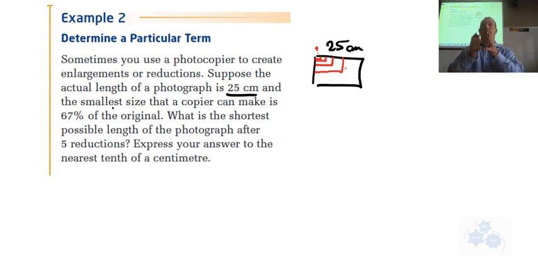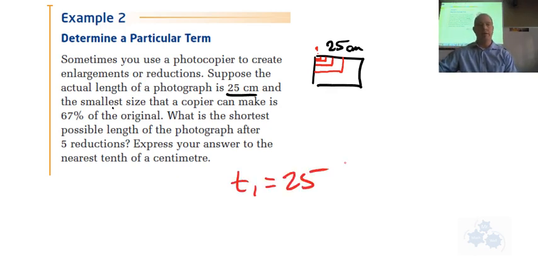So we're going the original size times 67%, or 67 out of 100. That's going to be our first reduction. Then we're going to go that again times 67 over 100 for our second reduction. And then times that again for our third, and again and again. Okay? So T of 1 is 25 centimeters, or just 25. That's fine. Okay? The r is 67 out of 100, or 0.67. Okay? So 67 out of 100, that's 67%, or 0.67.